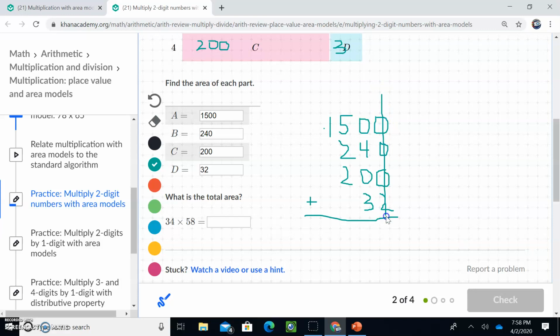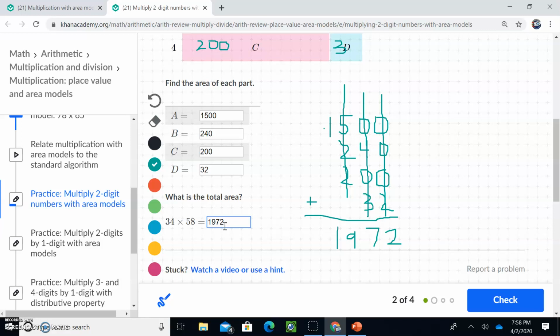All the ones, 0, 0, 0, and 2 is 2. There we go. We're going to add up the tens. 4 tens and 3 tens is 7 tens, which is 70. We're going to add up the hundreds. 500, 200, and 200 is 900. So that's 9 100s. And there is only 1,000. 1,972.